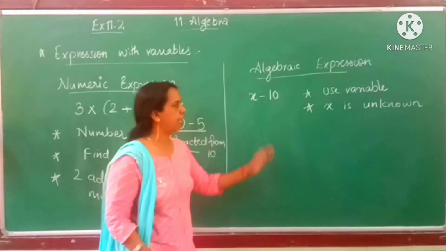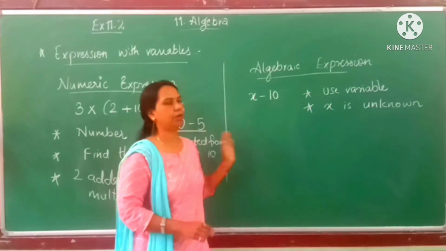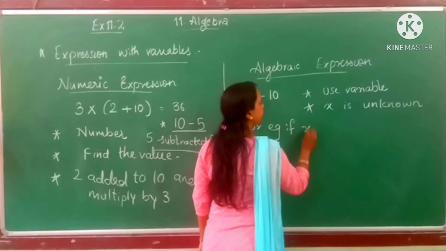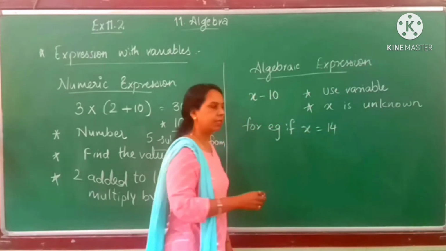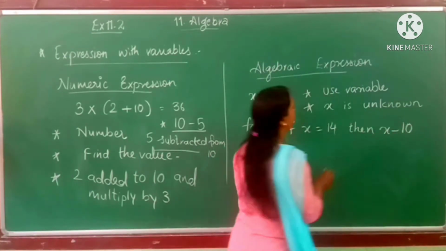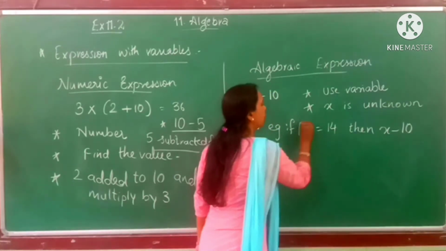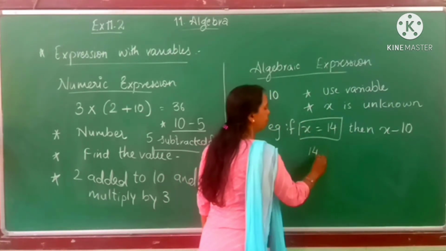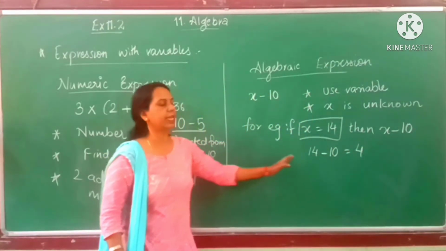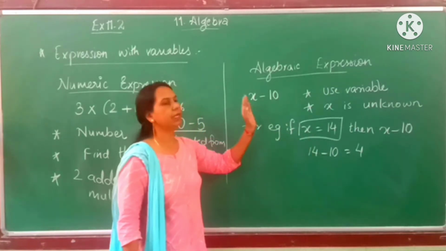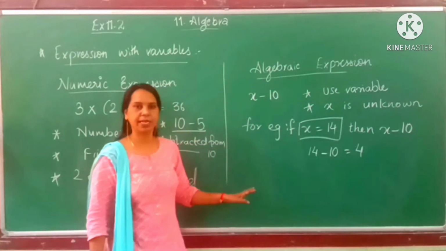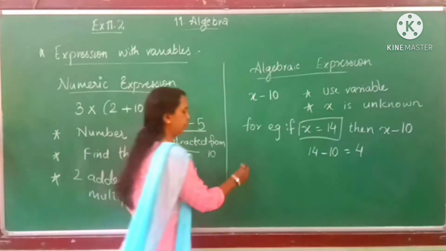If the value of x is given, then you can find the value. For example, if x is equal to 14, then x minus 10, what will be the answer? When you put the value of x equal to 14, you get 14 minus 10 is equal to 4. If you know the value of x, then you can get the answer. But when the variable is unknown, you have to say that this type of expression is an algebraic expression.